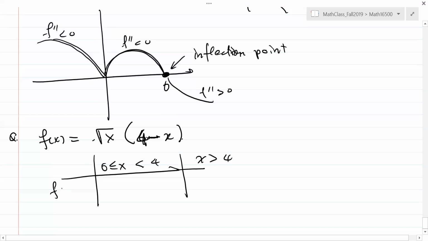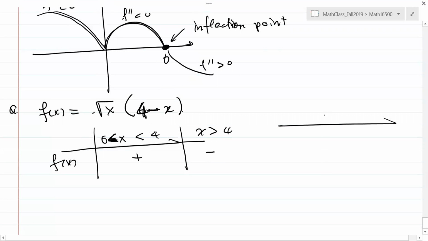Okay, so here's the function. For x between 0 and 4, it's positive. And for x greater than 4, it's negative. So you can easily sketch the graph. When x is between 0 and 4, it's positive. When x is greater than 4, it's negative, right?